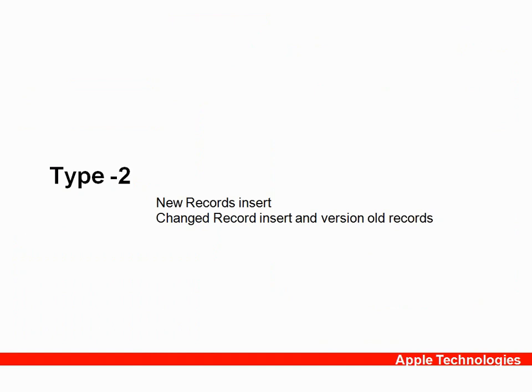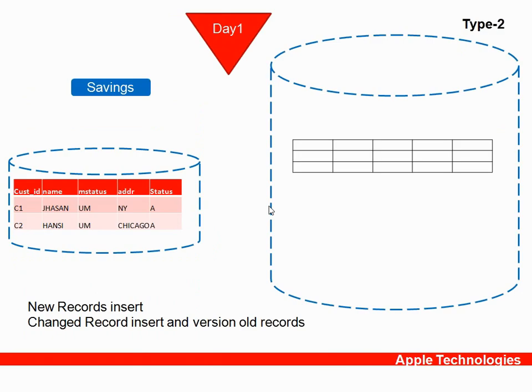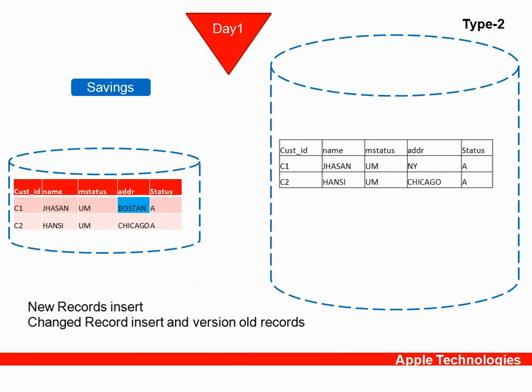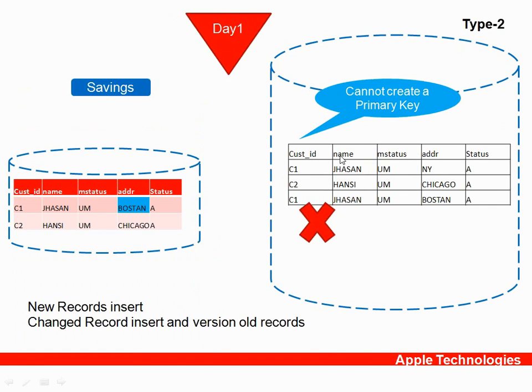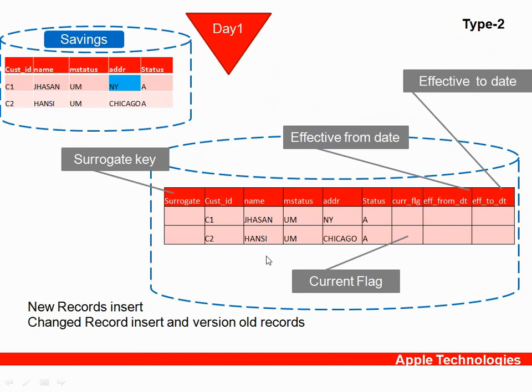The type 2, there is a change. Okay, new records will insert, but the changed record will do something else. Generally, we have seen I can go and take directly put here. So new records insert, changed record also insert. But when you start inserting the data into this table, you will have duplicates in your customer ID that we have seen yesterday.